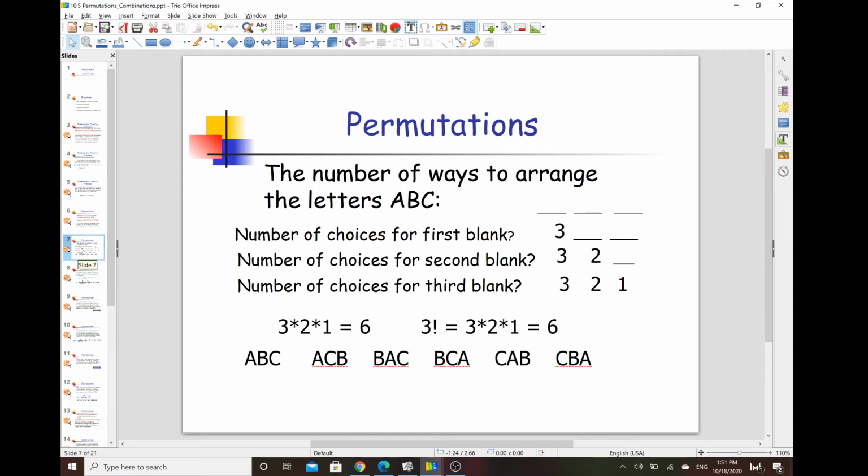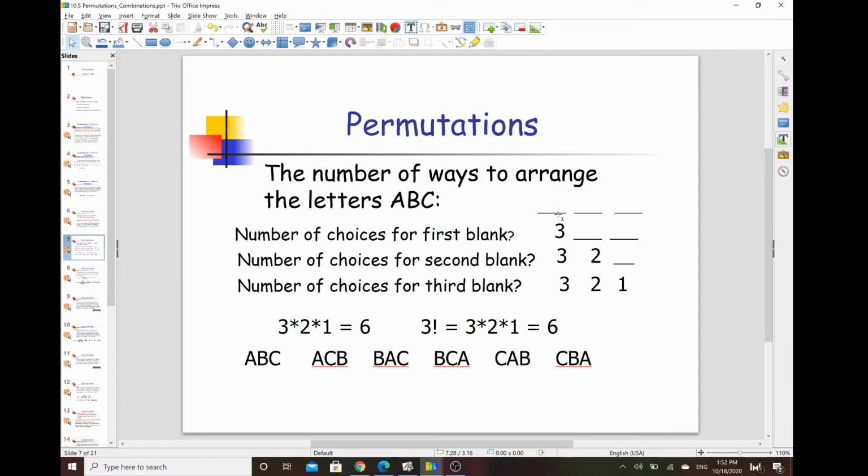Permutations: the number of ways to arrange the letters A, B, C. This could be considered 3 times 2 times 1, which is 6. Or 3 factorial, which is 3 times 2 times 1. So you want to multiply all the integers from the greatest to the least. It could be ABC, ACB, BAC, BCA, CAB, or CBA.